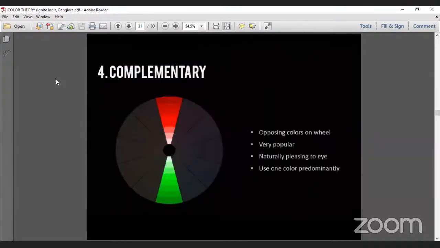Okay. Now, what is complementary color scheme? Many of you have this doubt. Complementary color scheme is nothing but two colors opposite to each other on the color wheel, known as a complementary color scheme, or opposing colors on the wheel. Very popular, naturally pleasing to the eye. One color will be predominant over here. Since they are two opposite colors on the color wheel, they are creating the maximum amount of contrast because both are opposite to each other. That's how the color wheel has been formed.